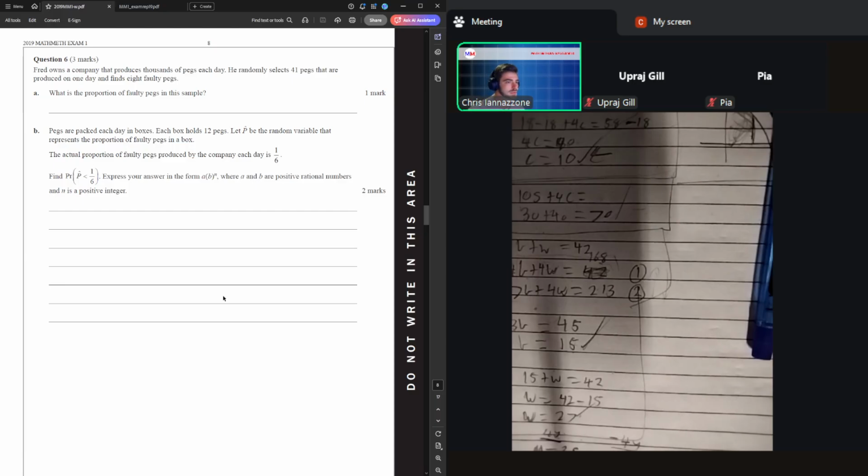More probability. Question 6. Randomly selects 41 pegs that are produced on one day, 8 are faulty. What is the proportion of faulty pegs in the sample? Some keywords there can really help you hone in on exactly what kind of probability we're dealing with. And that will vastly restrict the amount of things you can do here, which is a good thing. You want to have a very clear way forward.